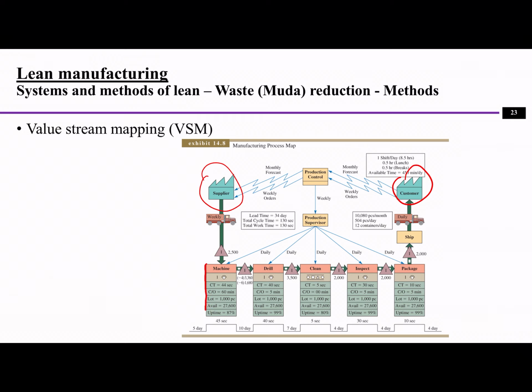So you can see each box is one process, right? And the green arrows here are the transportation, right? And this triangle means inventory, work in process, or inventory in between. And then you can see the machine. The next process will be drilling, then cleaning, inspection, and packaging. So these are the processes on the shop floor.